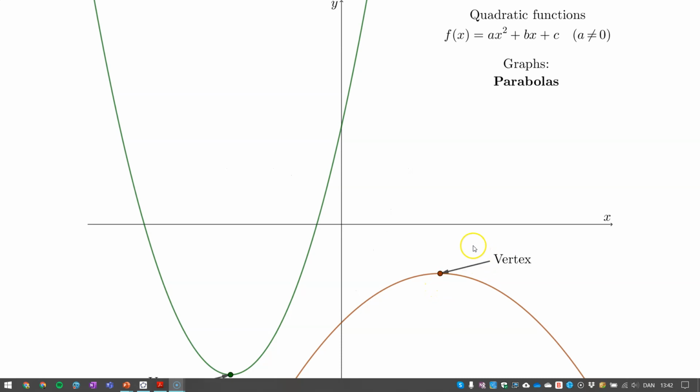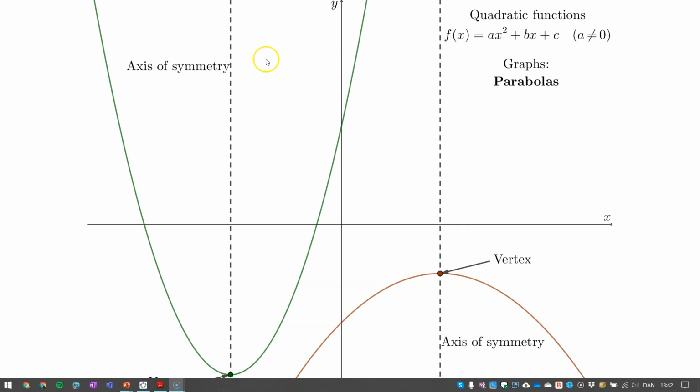And then we also have something called the vertex, which for the brown one is the top, the maximum point here, and that is going to be called the vertex. And for the green one here, the bottom point is going to be called the vertex. And the final thing is, if I draw a vertical line through the vertex, that's called the axis of symmetry. And that's because the parabola is symmetric around that axis. So every time I go to one point, I'm going to have another one mirrored in this line on the other side. So every point is lying symmetrical about this axis, and that's why we call it the axis of symmetry.